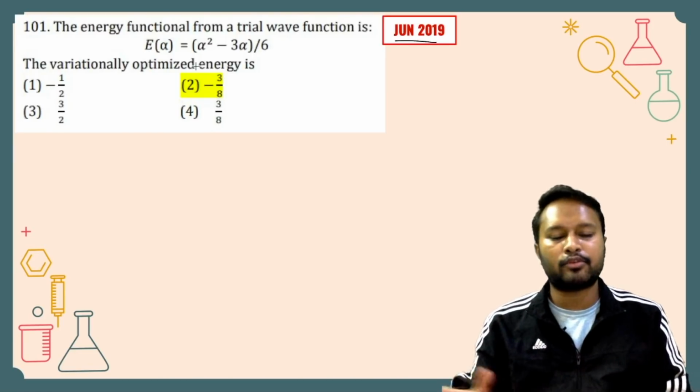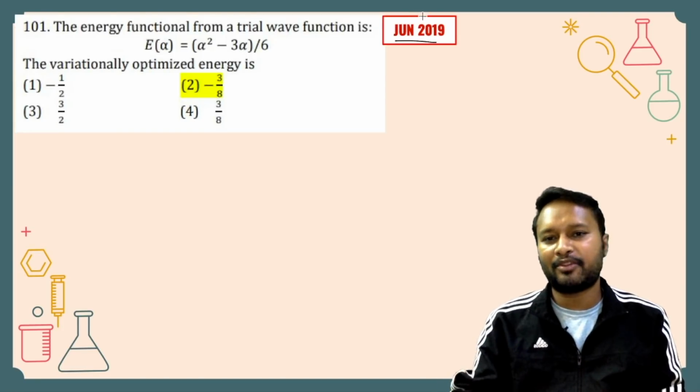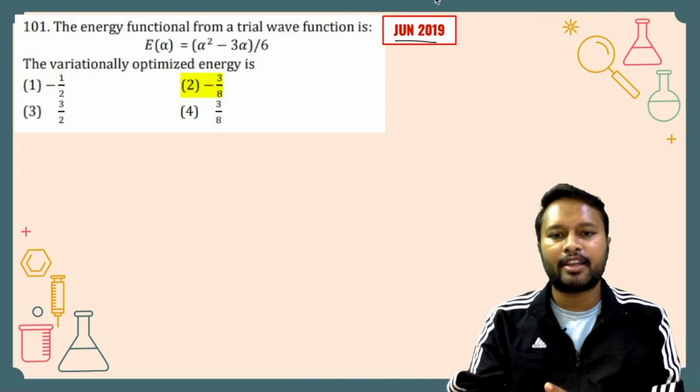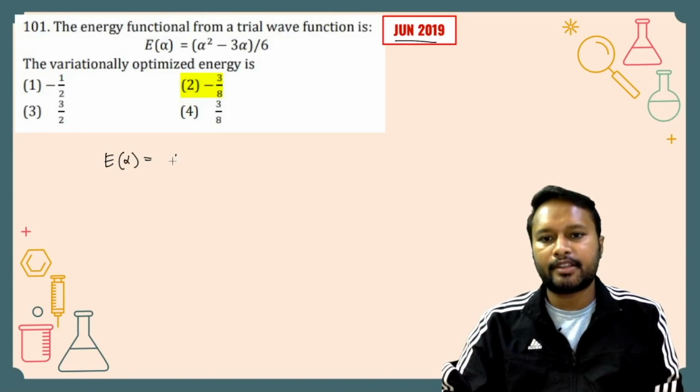This type of question we have already discussed, and that video I uploaded before the June exam, so those who have watched it got benefit from that. So try to watch that video, it will definitely help you in future. So E alpha, that means the energy of the alpha state, is given to you, that is alpha square minus 3 alpha by 6.